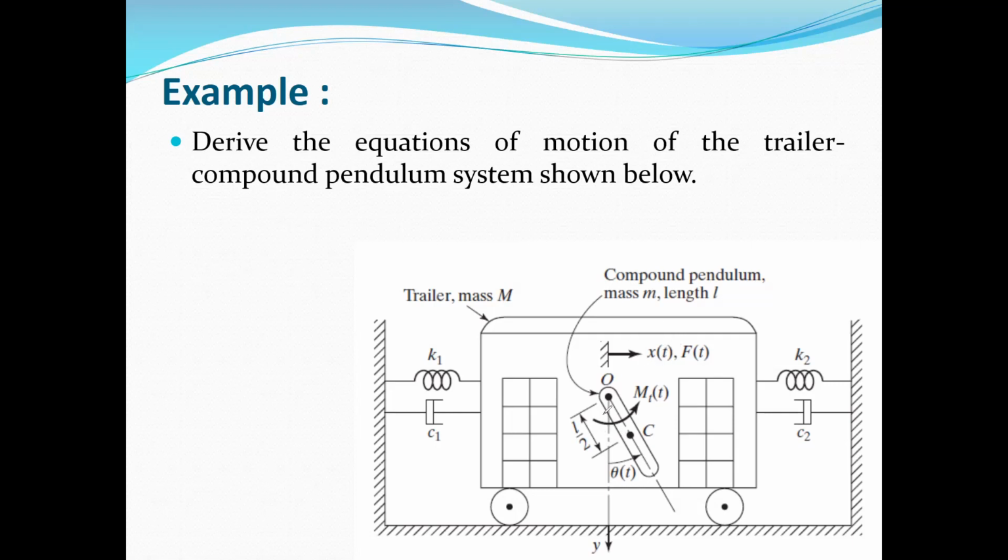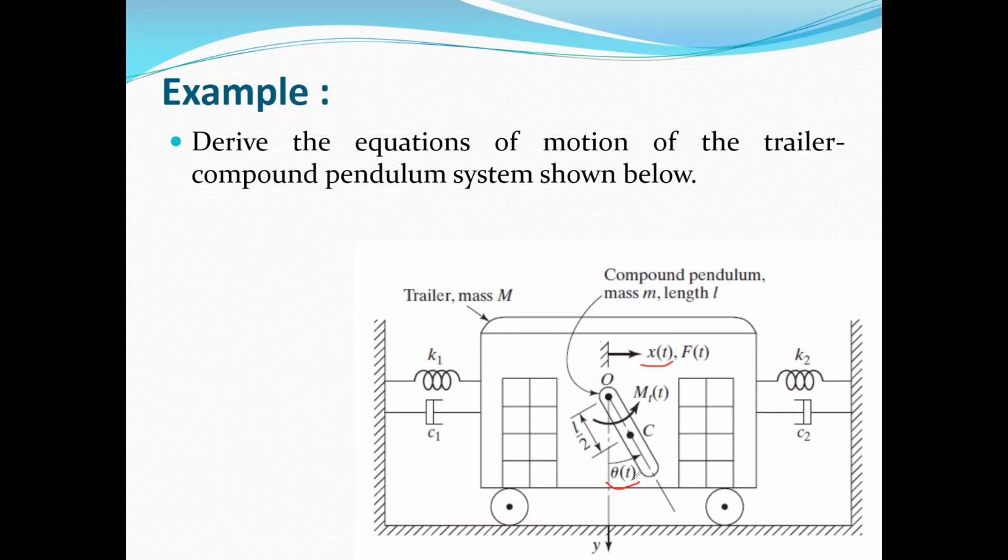at the same time this compound pendulum is moving and is rotating, in fact, about point O with the angular velocity theta dot and angular acceleration theta double dot. This is a system with 2 degrees of freedom because we have this pendulum. It's not a simple single degree of freedom system, and we have 2 degrees of freedom. We can consider x(t) and theta(t) as the generalized coordinate system.